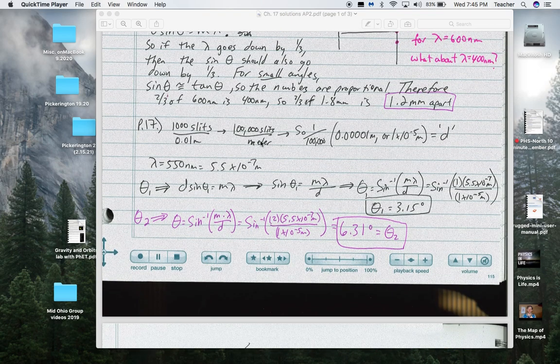For P17, I need to find that distance in between them. So I've got 1,000 slits per centimeter. That's 100,000 slits per meter. So 1 over that number would tell me the distance between the slits. That's 1 times 10 to the negative 5th meters. I'm given the wavelength. So I'm going to go back and figure out my d sine theta equals m lambda. So for angle 1, or the first spot, 3.15 degrees. For the second spot, about 6.3 degrees, putting m equals 2 in there.